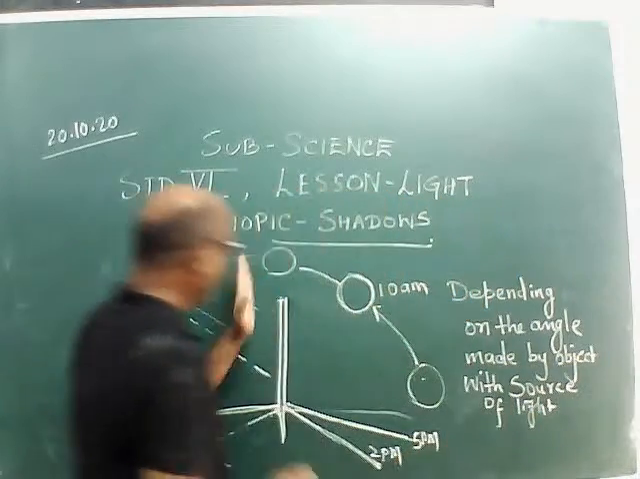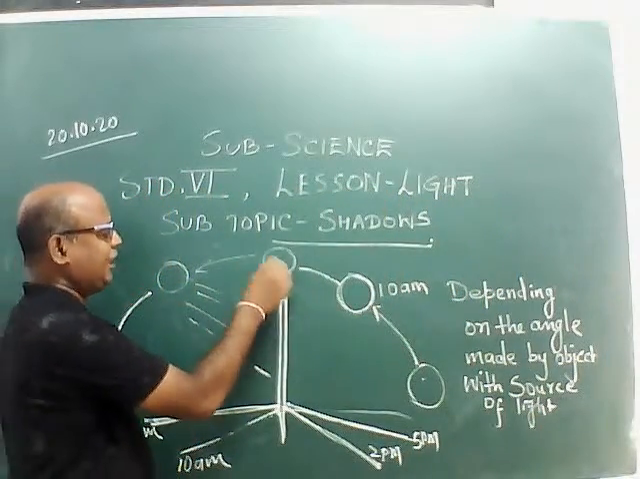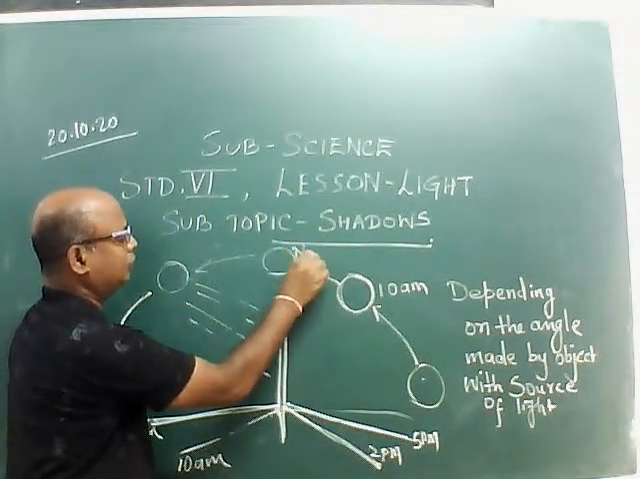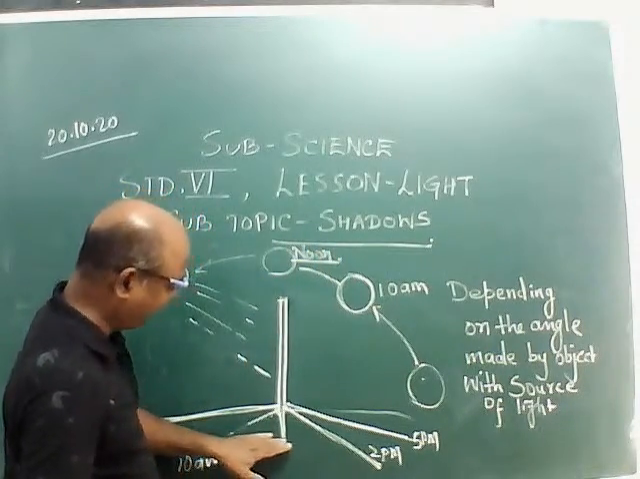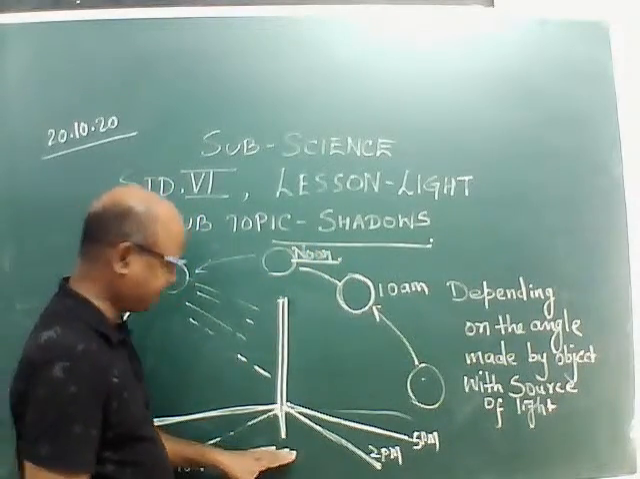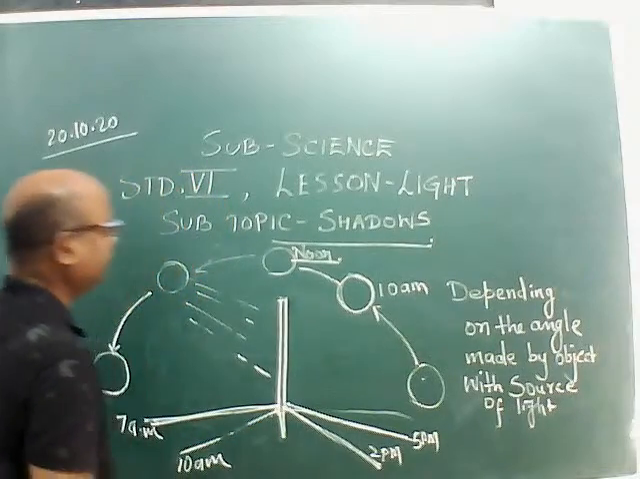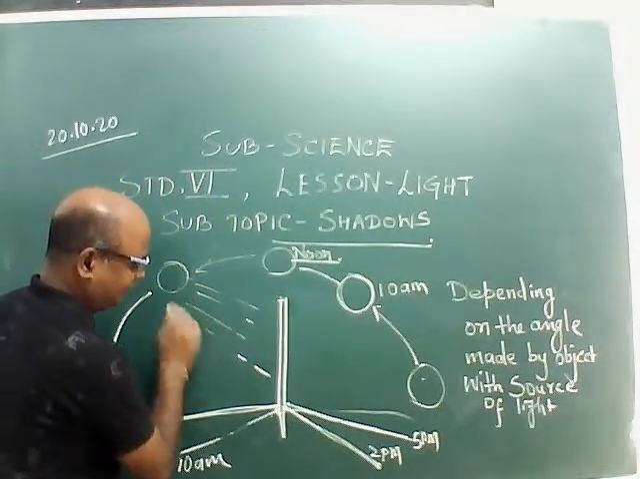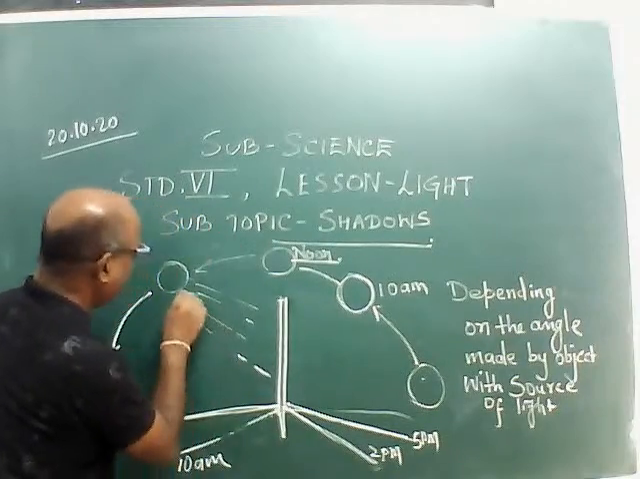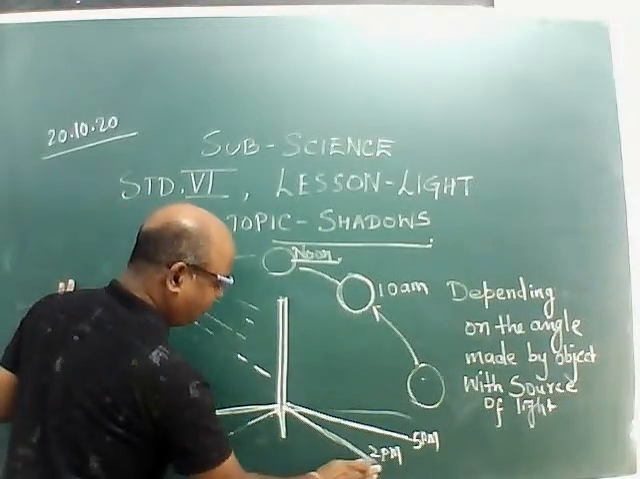Now here we will find the 90-degree angle is there during afternoon, 12 noon. At that time, we will find the shadow is shortest. But we will find as the angle increases, the length of the shadow also increases.